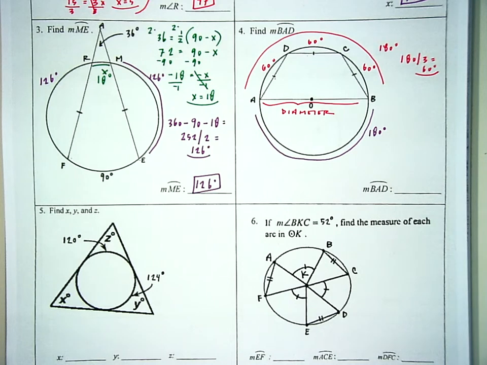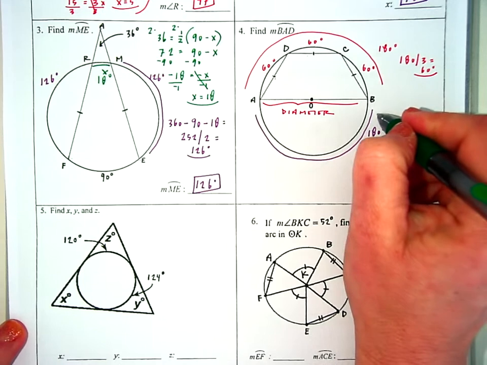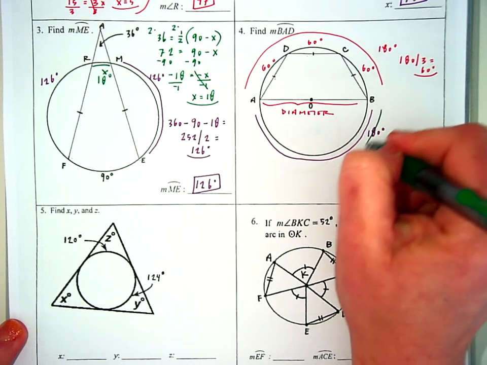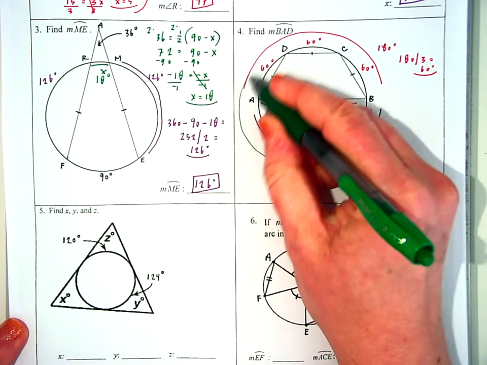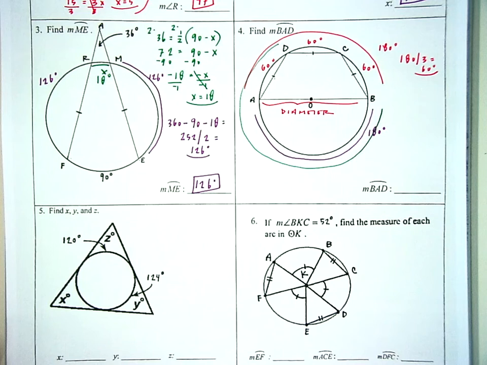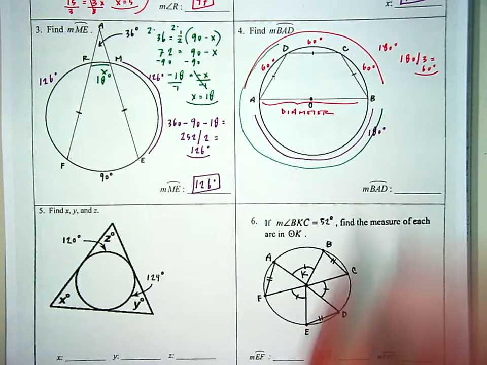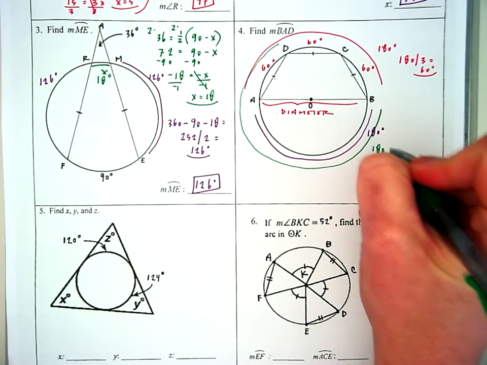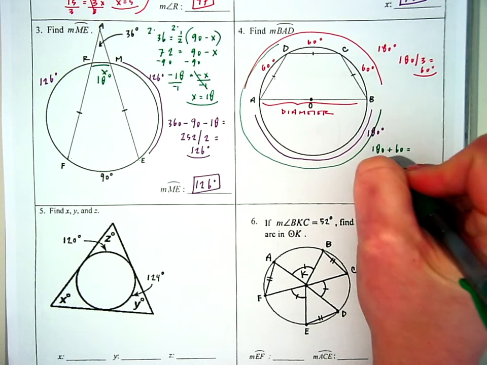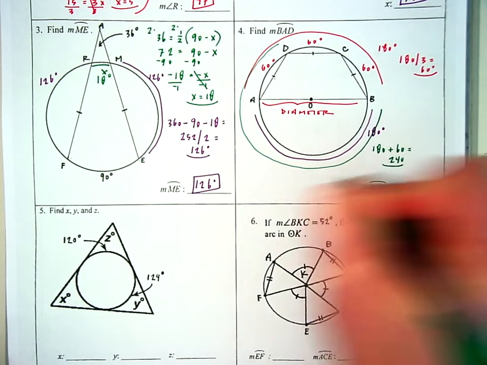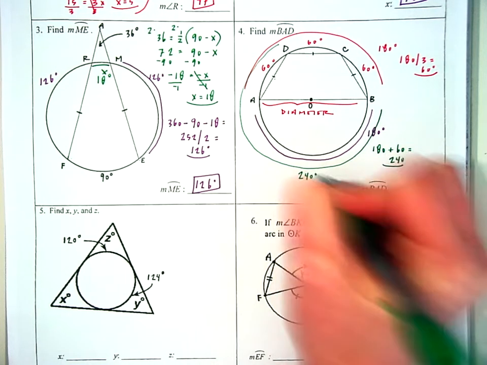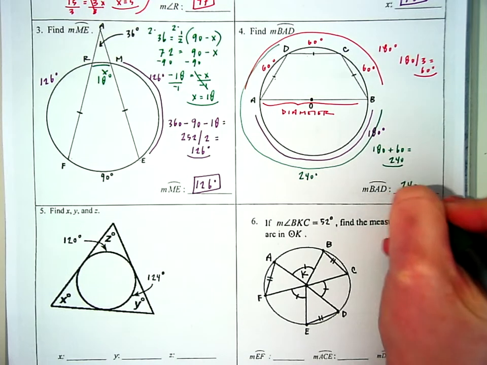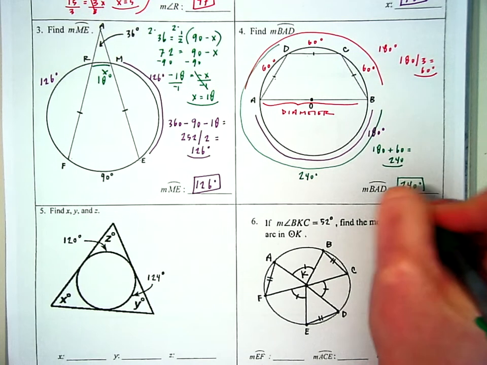But now, again, I have to go back and see what the question was asking me to do. And it was saying, find the measure of BAD, major arc BAD. I know that now because it's spanning from here, wrapping all the way around to here. So that part that I have in green, I have to add the 180 and the 60. So if I add 180 and the 60, I get 240 degrees.